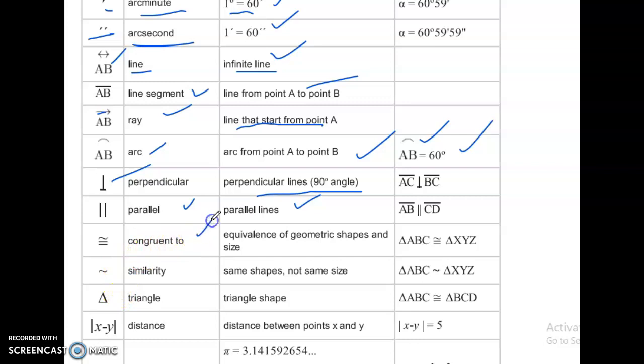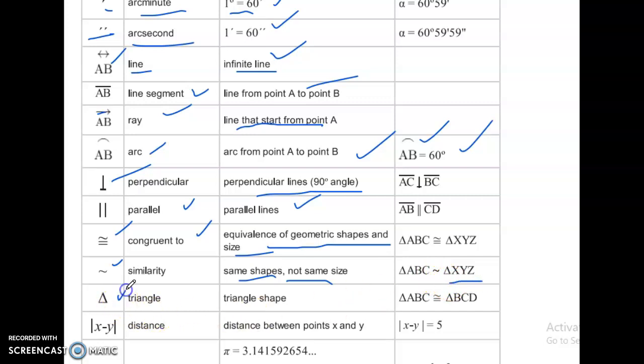Congruent: equivalence of geometric shapes and size. Triangle ABC congruent to triangle XYZ. Similarity: same shape, not the same size. Triangle ABC similar to triangle XYZ.